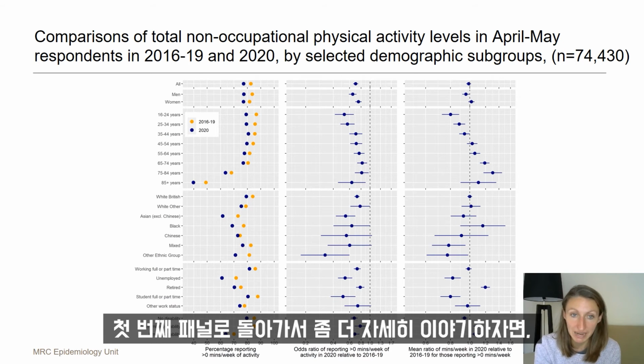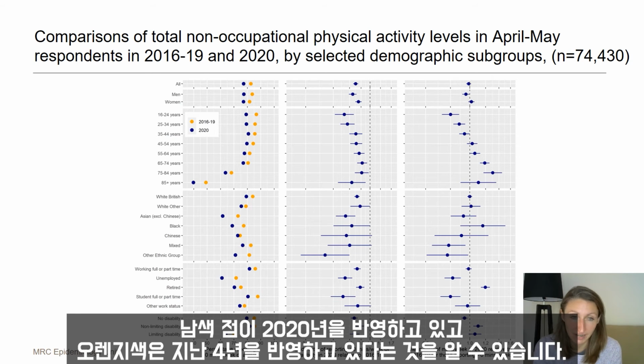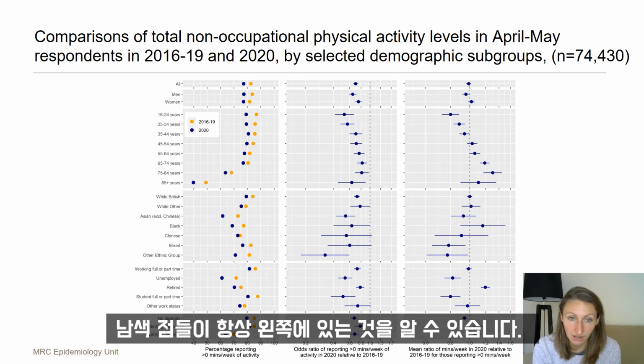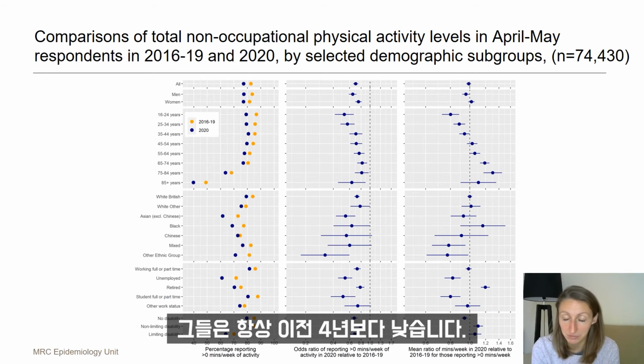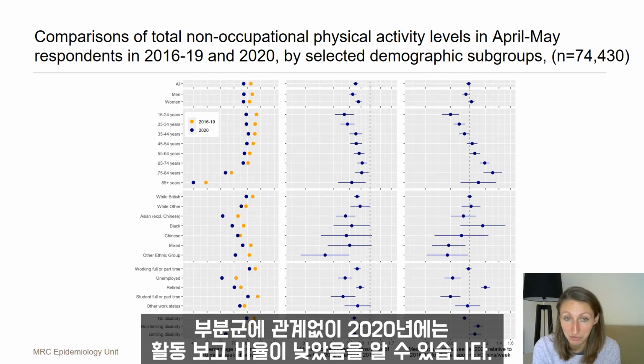So going back to the first panel to just talk about that in more detail, we can see that the navy dots are reflecting 2020 and the orange are the previous 4 years. And we can see that the navy dots are always to the left. They're always lower than the previous 4 years. So regardless of subgroup, we can see that the proportion reporting any activity was lower in 2020.